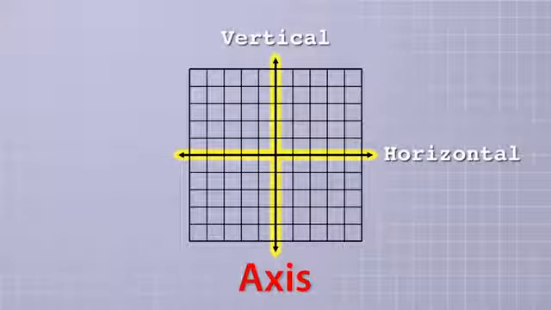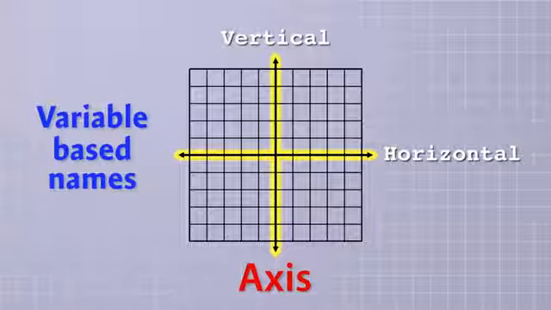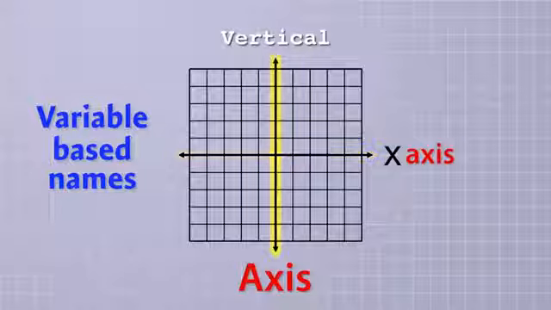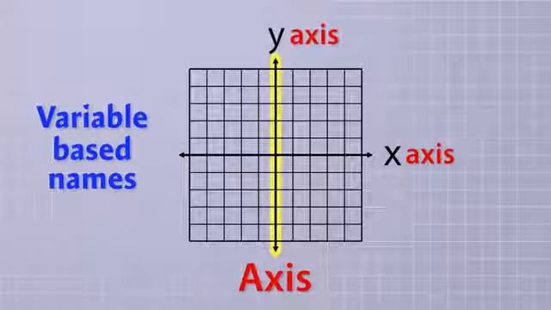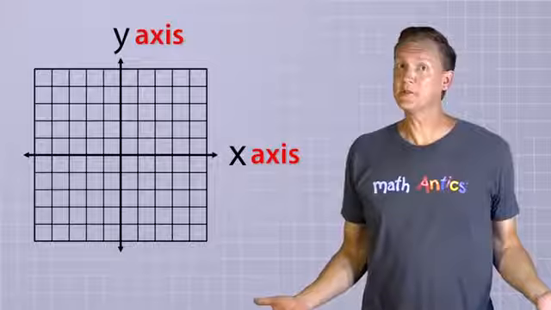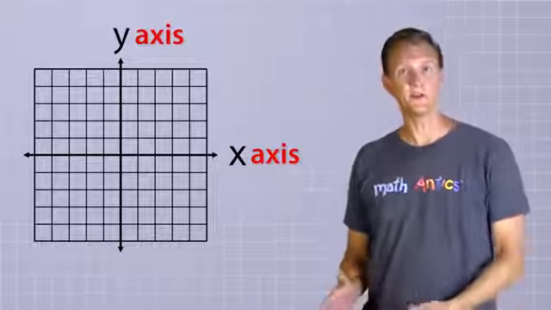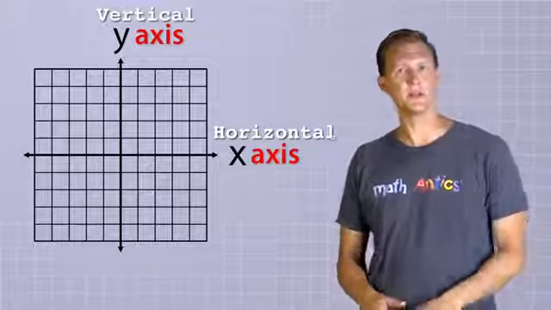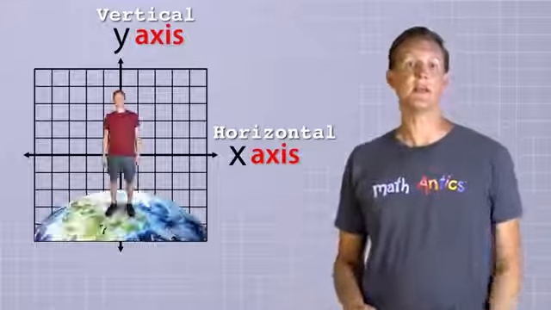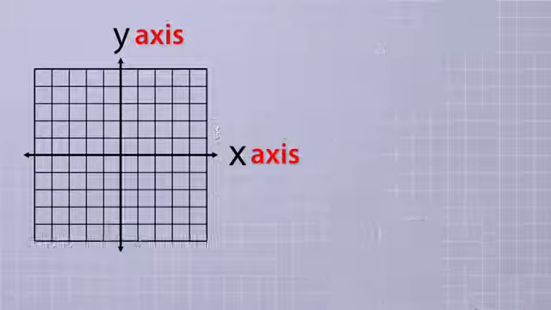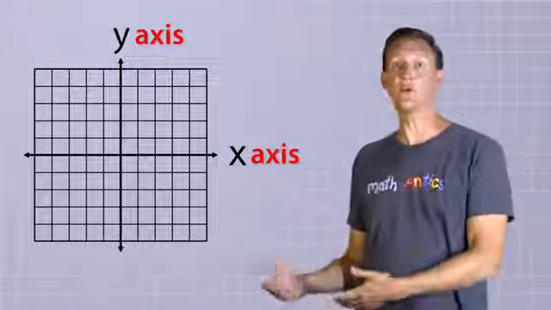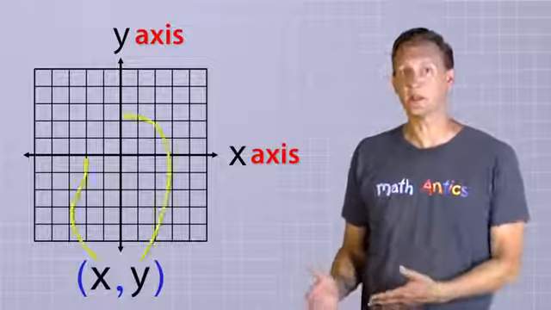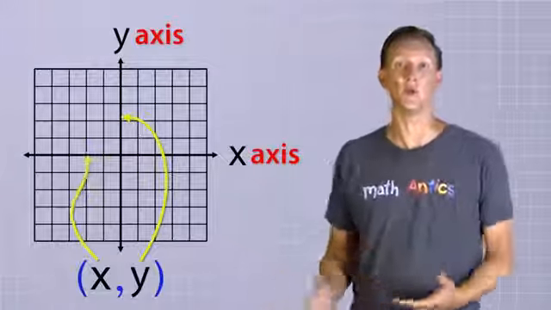But even more often, the axes are referred to by variable-based names. The horizontal axis is called the x-axis, and the vertical axis is called the y-axis. Why use variable names? Well, there's two good reasons. The first is that variable names are more flexible than horizontal and vertical, which relate to specific orientations in space that may not always be relevant. And the second reason is that each of the two coordinate numbers is actually a variable that relates to a specific position along one of the two axes of the coordinate plane.